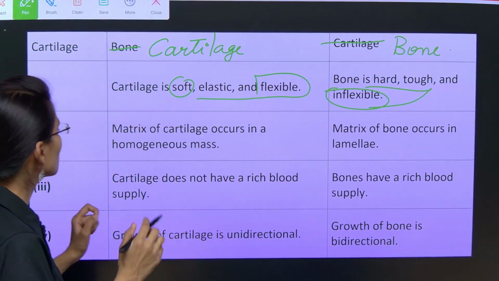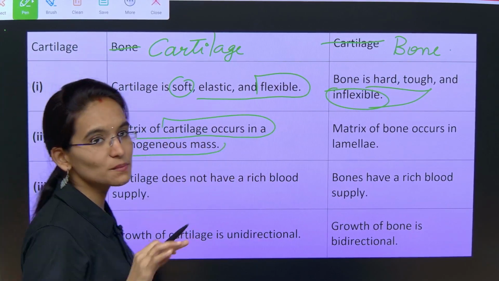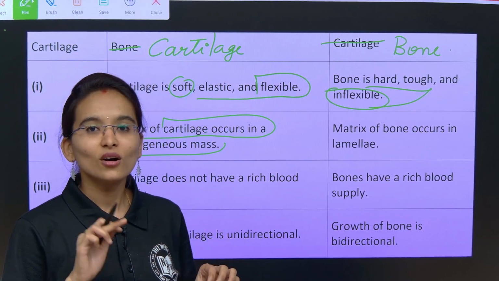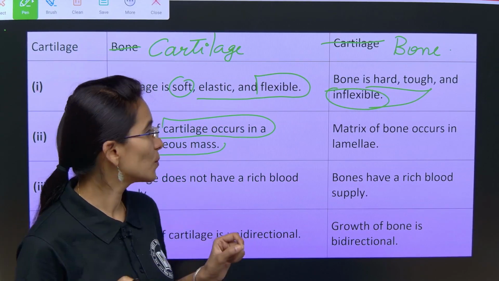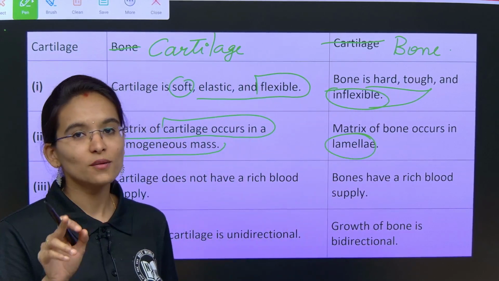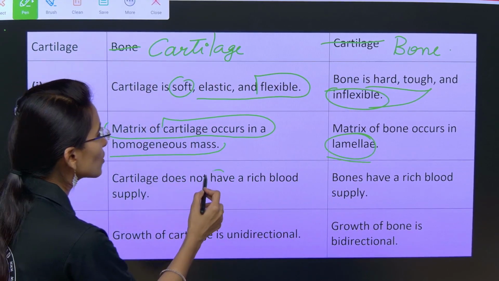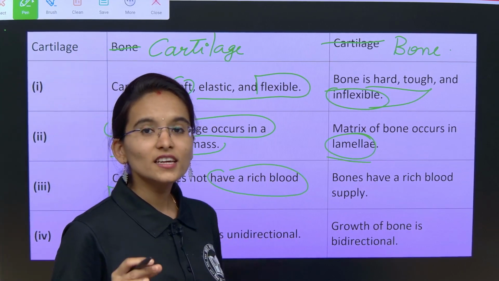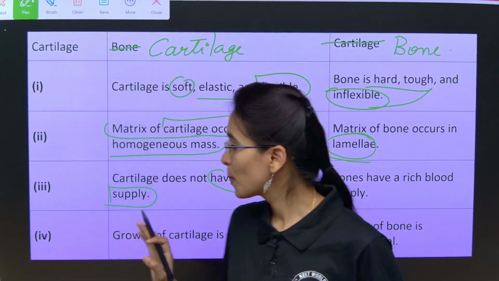Next, the matrix of cartilage occurs as a homogeneous mass. The matrix is present entirely and not in concentric circular forms, but the matrix present in the bone occurs in concentric circular forms, called lamellae. Cartilage does not have a rich blood supply, while the blood supply is more in the bones.